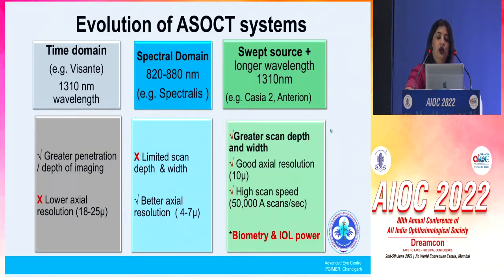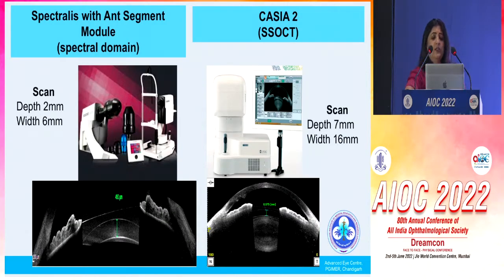And additionally, like I mentioned, some of the swept source OCT systems like the IOL Master 700 and the Anterion are also used for biometry. So this is just an example, we see the pictures with the anterior segment module of the Spectralis, which is a spectral domain OCT. If we want to see, let's say, for example, an ICL, we want to see the angle, then we have to sacrifice the cornea. If we want to see the cornea, we have to sacrifice the angle.